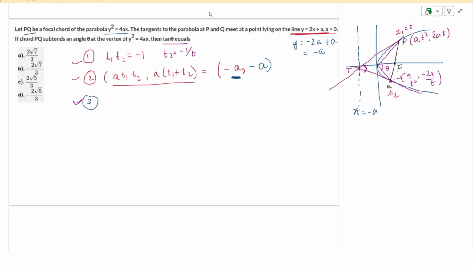Now what do we have now? We need to know what this angle is. How do I know the angle between any two lines?